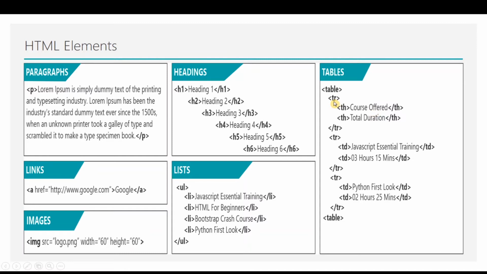The first table row contains the table header th elements that are meant to label the contents that appear in that column, while all subsequent table rows define the table definition td cells that correspond to or come directly under each one of the header cell elements defined at that same position within the first table row. So JavaScript Essential Training and Python First Look will go directly under the course offered table header that essentially describes the content this particular column will contain in a meaningful way.